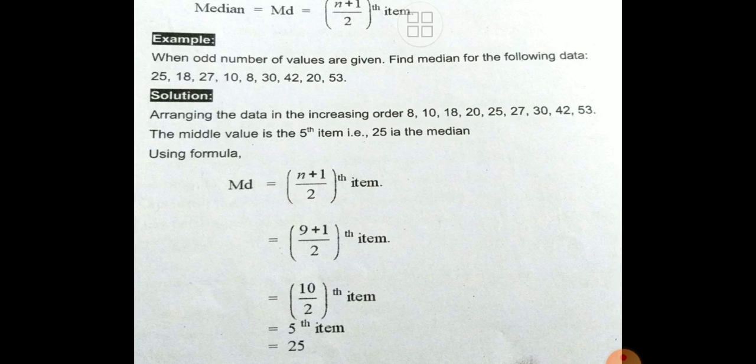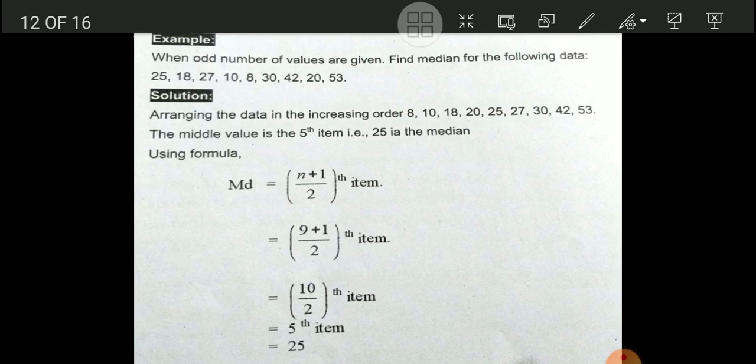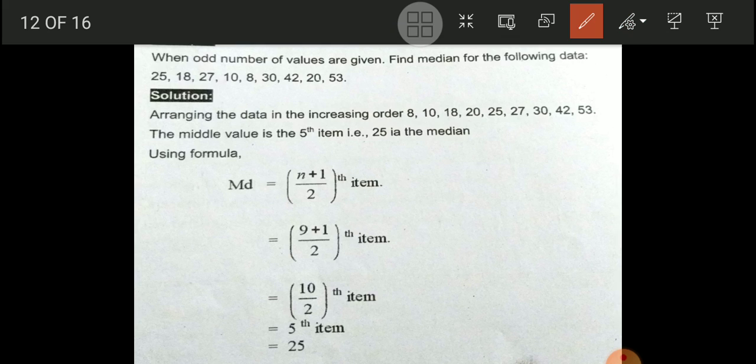Now how to calculate the median? Here the formula is there. Let us see the example, when an odd number of values are given. Find the median for the following data: 25, 18, 27, 10, 8, 30, 42, 20 and 53. Arranging the data in increasing order, the solution is 8, 10, 18, 20, 25, 27, 30, 42 and 53. So here the data is arranged in increasing order, taking the observations from the given data.